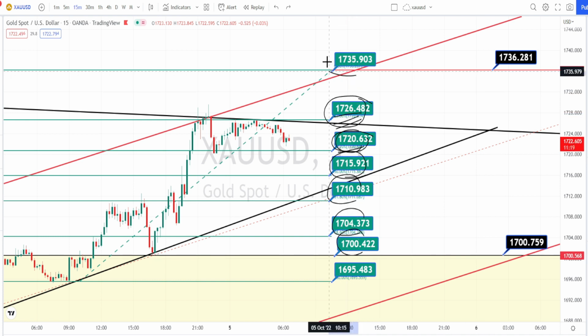And if the price action breaks this resistance level of 1726, next level of resistance is going to be around 1735. For remaining levels, please refer to the higher time frame resistance levels.